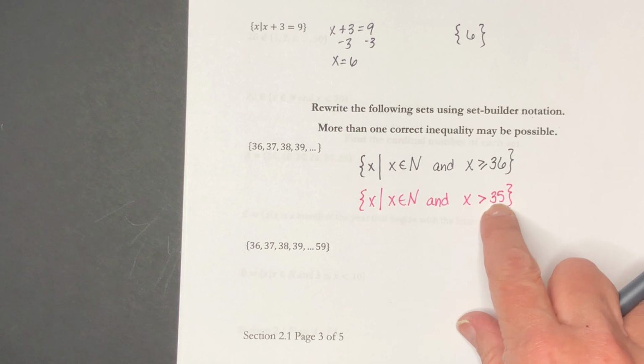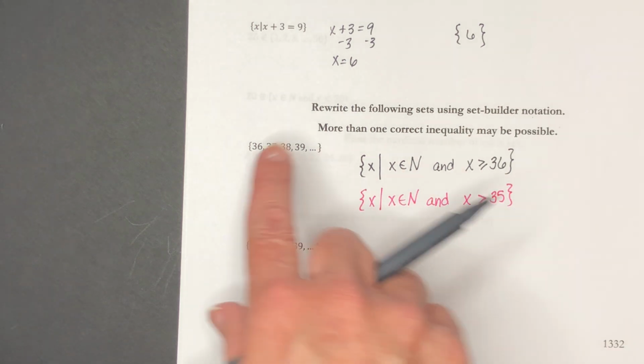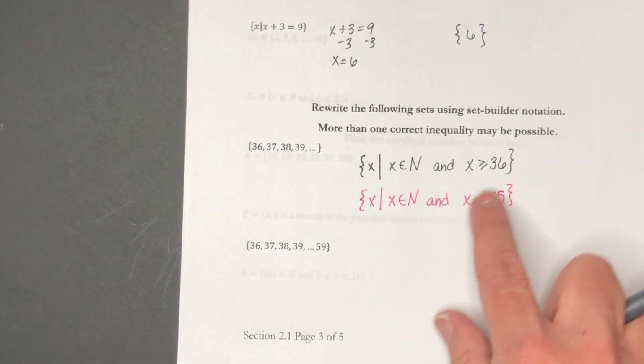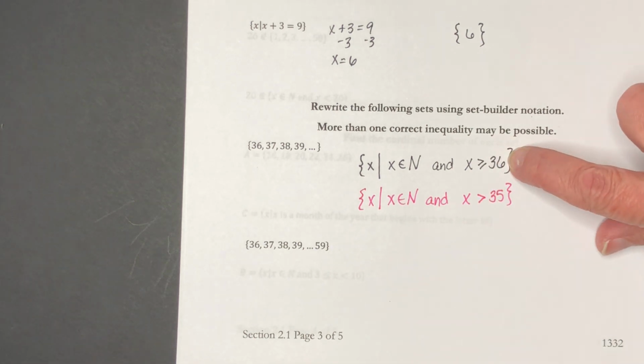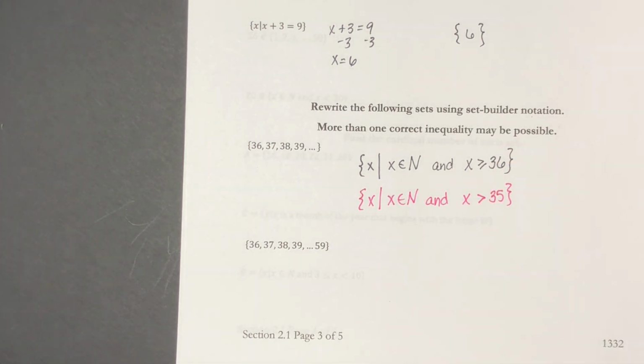Here I would not include 35 because it's not equal to, so I would be starting at 36, which is what I'm asked to do here. Or I can put the equal to and do the 36. These are both legitimate options.